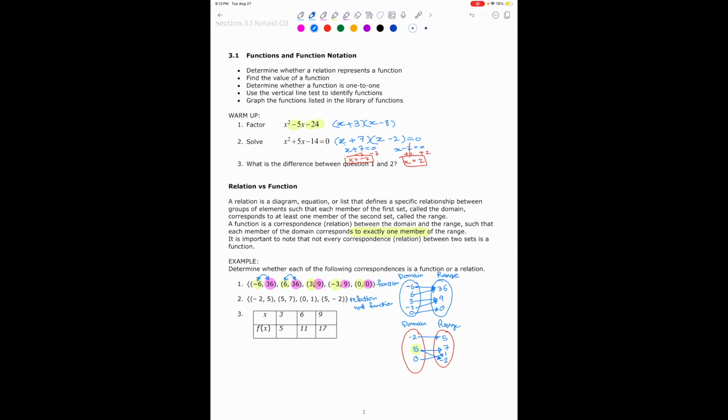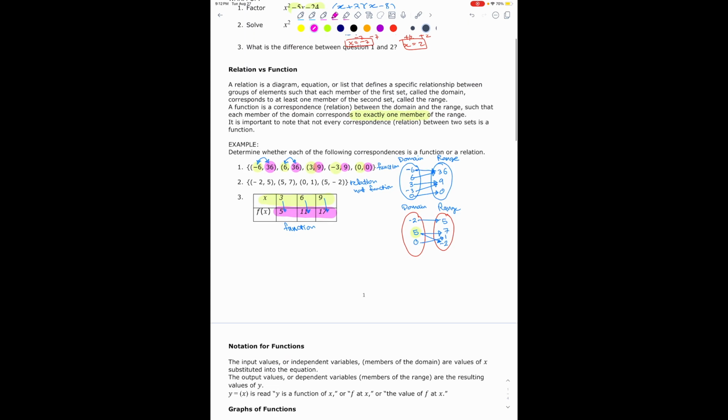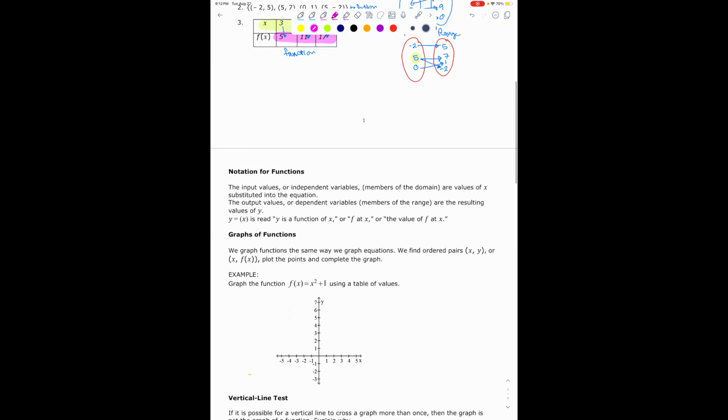Lastly, I have the correspondence here, so I don't have to draw it. It's the 3 connected to the 5, the 6 is connected to the 11, and the 9 is connected to the 17. So clearly this is the definition of a function, because each member of the domain, which is basically the x values, is mapped to exactly one member of the range. So that is basically the definition of a function.